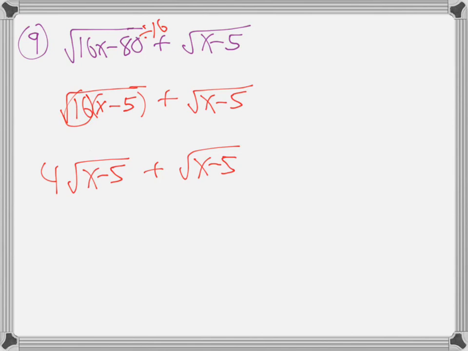Now, can we add these? Are they like roots? For sure. Do they have different letters in the front? No. What number's in front of this one? There's an invisible 1. Yeah, 2's in the hook, but 1's in the front. So it's 4 roots of x minus 5, and 1 more root of x minus 5. It's 5 roots of x minus 5, and there's our answer.